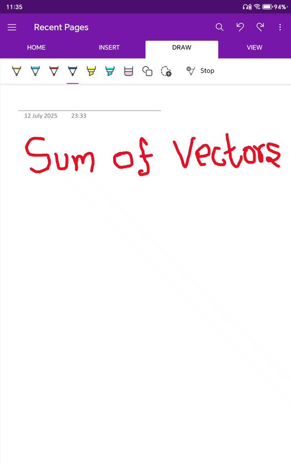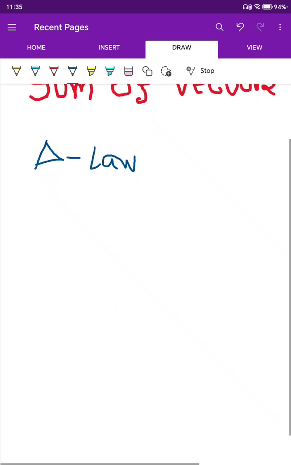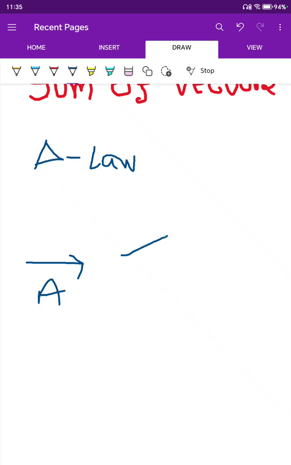Today we will see the sum of vectors, or first we'll see the sum of two vectors. So the first and the most basic law is the triangle law. Let's see what the triangle law says. The triangle law says if you have two vectors, suppose this A and suppose this B.